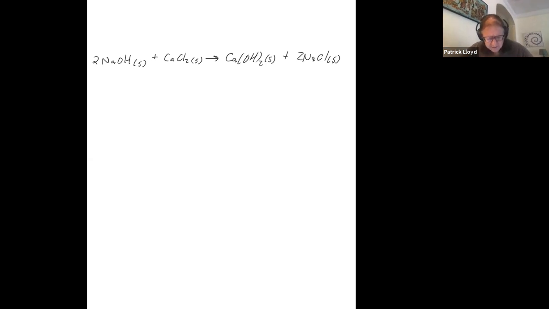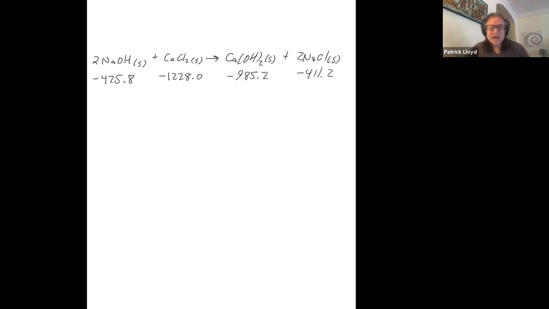So I'm going to make a little table here. So we got minus 425.8 for the NaOH. For the CaCl2, it's minus 1228.0. For the Ca(OH)2 solid, it's minus 985.2. And then NaCl is minus 411.2.